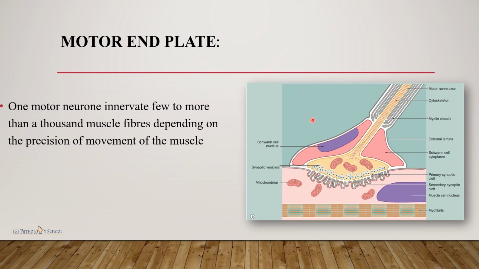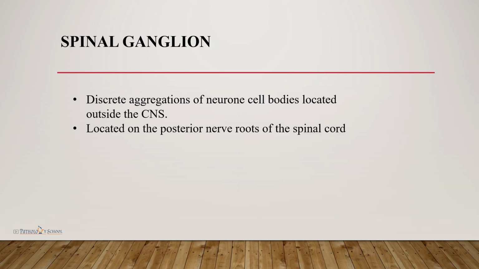After that, the motor end plate. The motor end plate has a similar structure to that of a synapse, but it has a specific effector cell, that is the muscle. One motor neuron innervates a few to more than 1000 muscle fibers depending on the precision of the movement of the muscle. So after that, spinal ganglion.